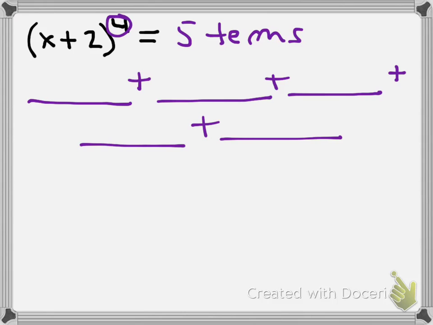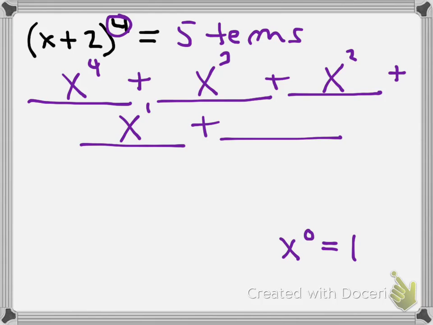Okay. Powers of x. I'll start with x to the fourth, x cubed, x squared, x to the first, x to the 0 power. Let me write this down here. X to the 0 power. Anything to the 0 power is worth 1. So do I really need to write x to the 0 power here? I don't think so. X to the 0 power is really just worth 1. So I'm just going to write a 1 here. It's easier. Okay. And again, I started with x to the fourth because this is a fourth power problem.